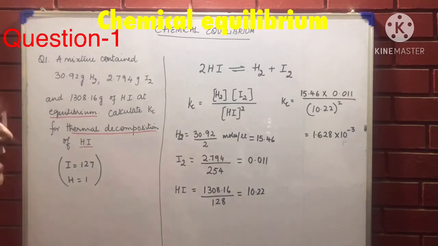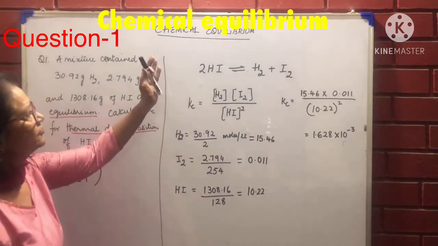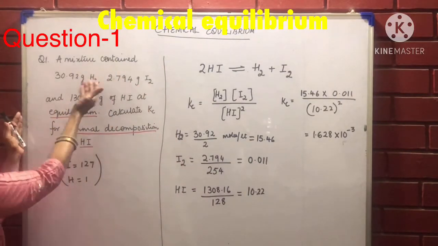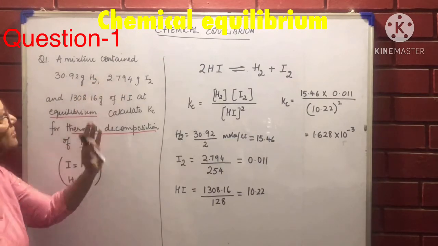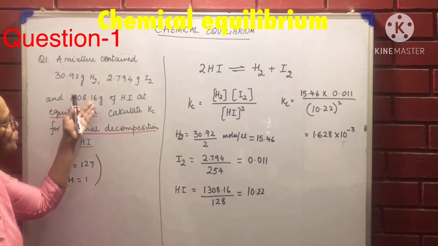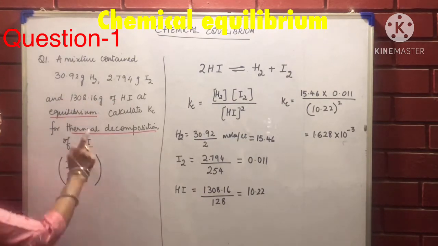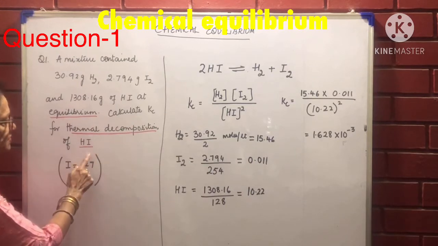Now see how we calculate Kc. We'll first look at the question. A mixture contains 30.92 grams of hydrogen, 2.794 grams of iodine and 1308.16 grams of HI at equilibrium. Calculate Kc for thermal decomposition of HI.